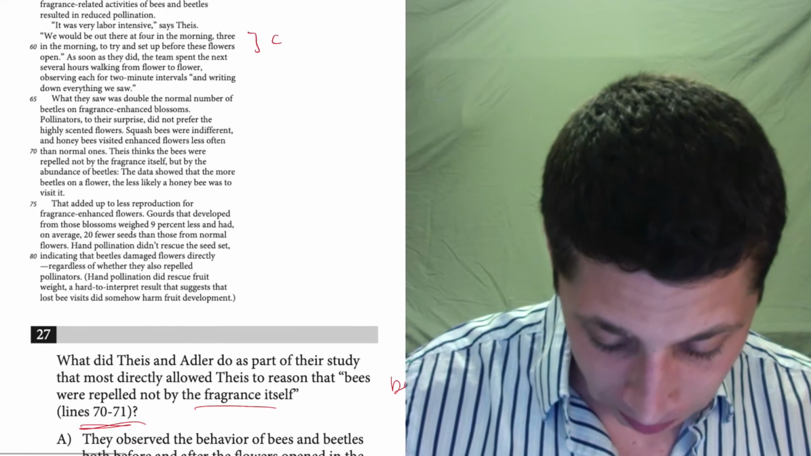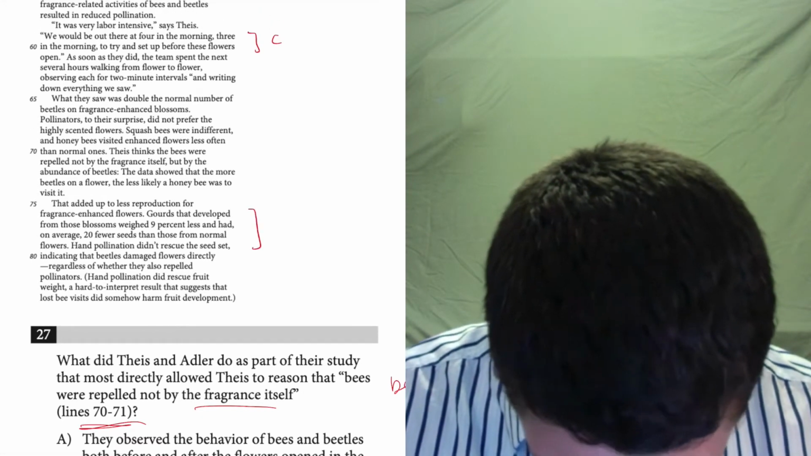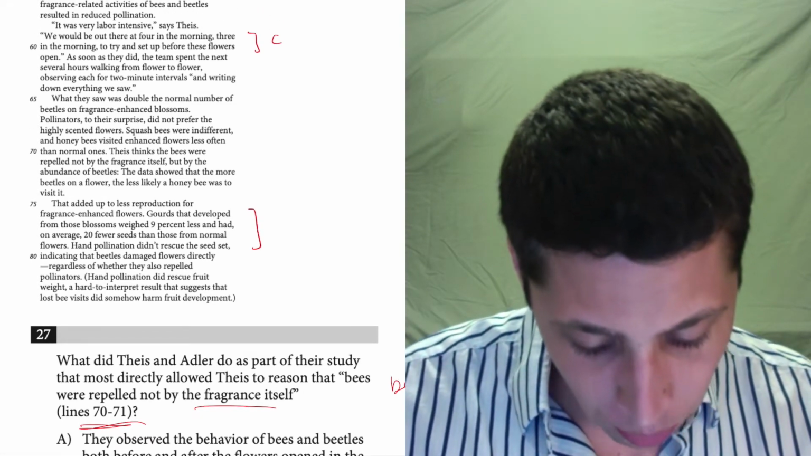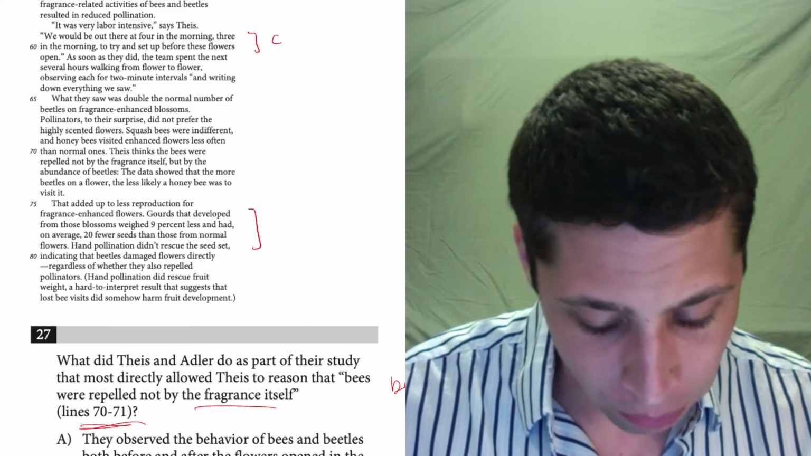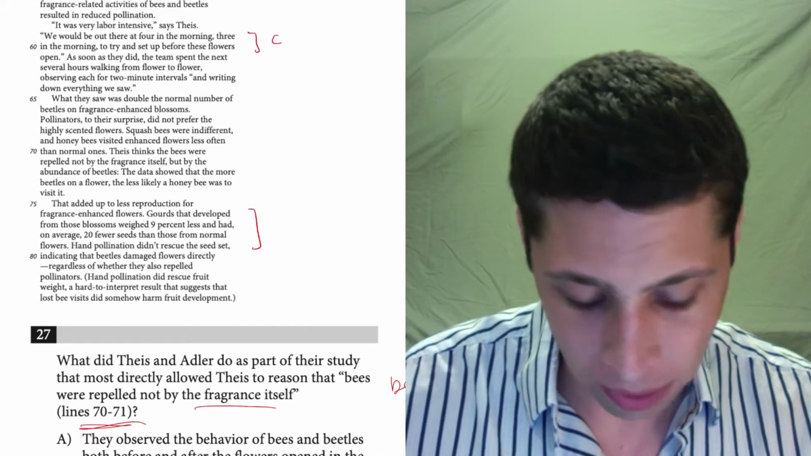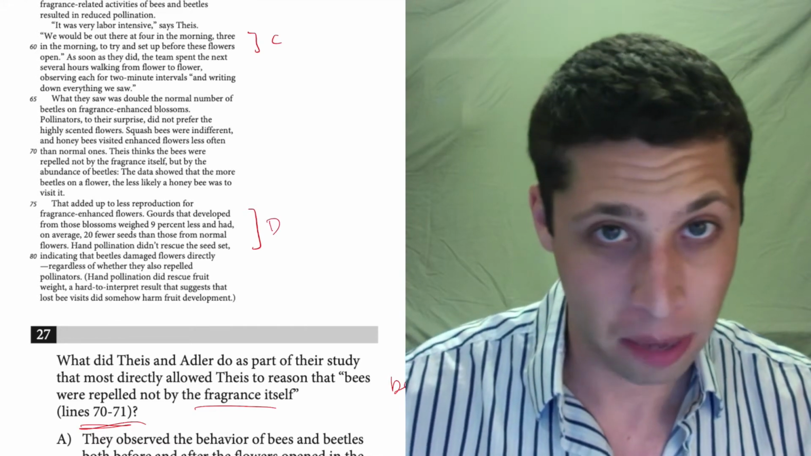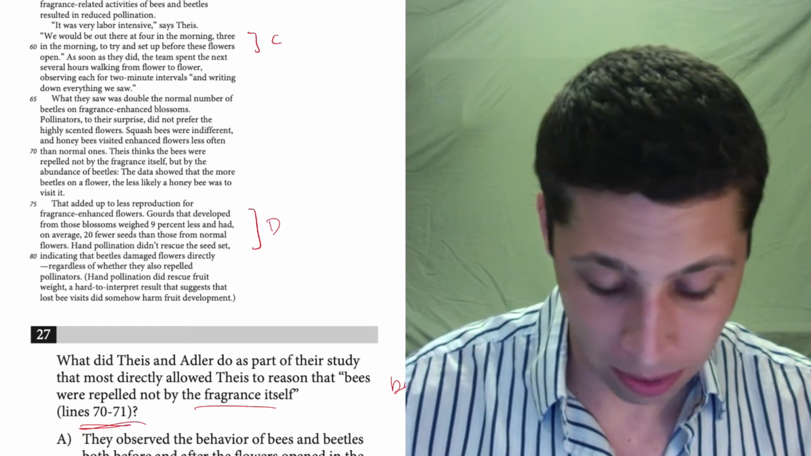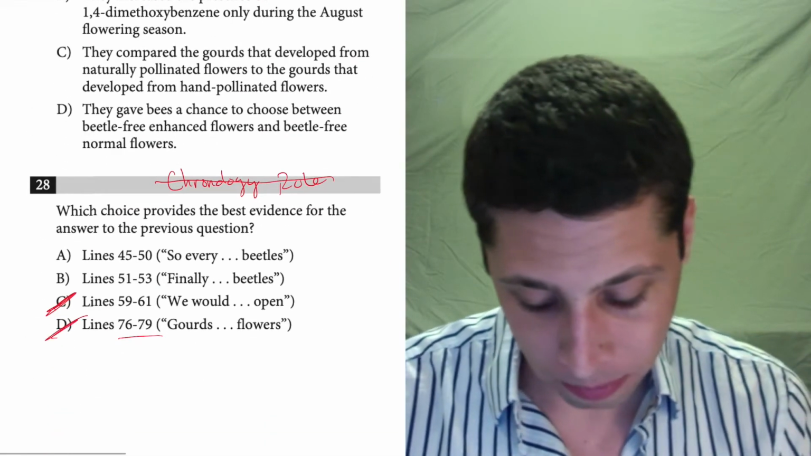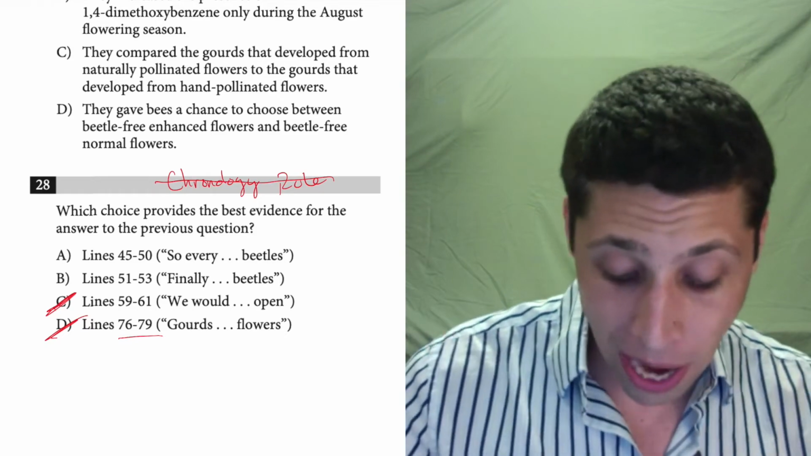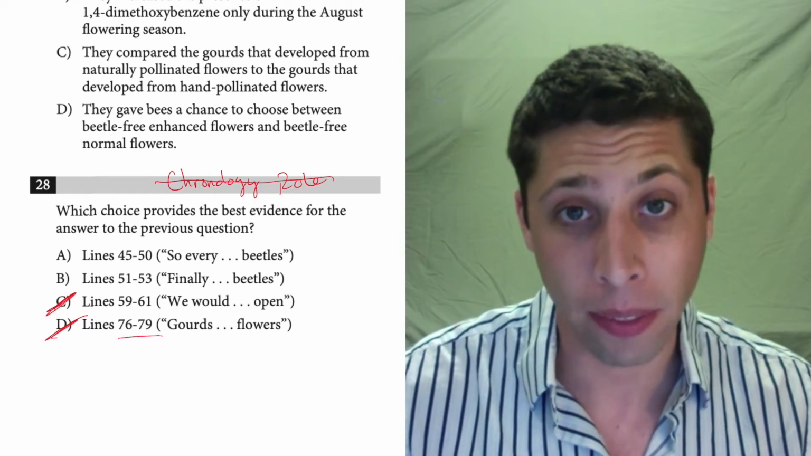76 to 79. Gourds that developed from those blossoms weighed 9% less and had on average 20 fewer seeds than those from normal flowers. Well, that's not about the fragrance. That's not about the beetles. I don't know what that's about. So that seems random too. So it's either A or B here. I'd be pretty confident in that.